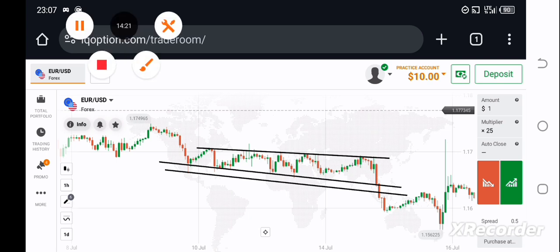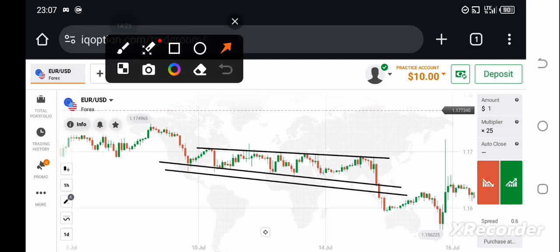Make sure it is touching most of the level. That is, you have more touches. You can see this is how the market is moving. You can notice that the market has been moving within that area until finally we see this breakout here.